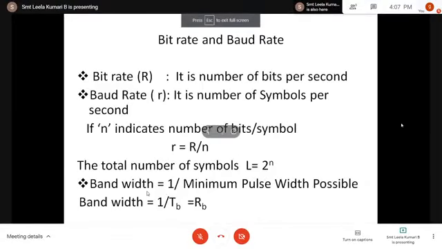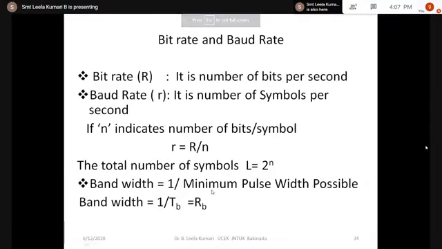And the bandwidth is defined as 1 by the minimum pulse width possible. If the pulse width is TB, then the bandwidth is equal to 1 by TB, which is equal to RB, the bit rate. If the minimum pulse width is TB by 2, then the bandwidth is equal to 1 by TB by 2, which is equal to twice the bit rate, 2 RB.